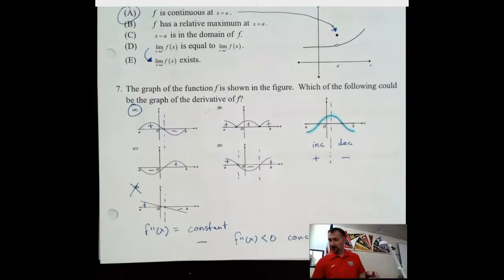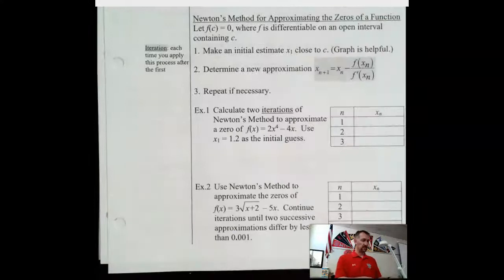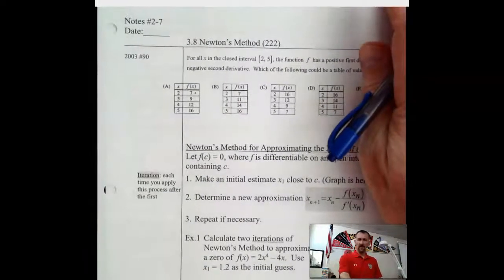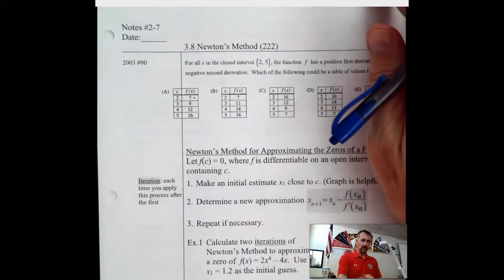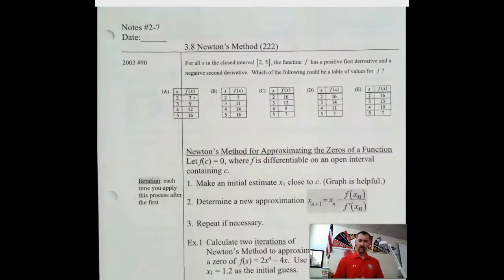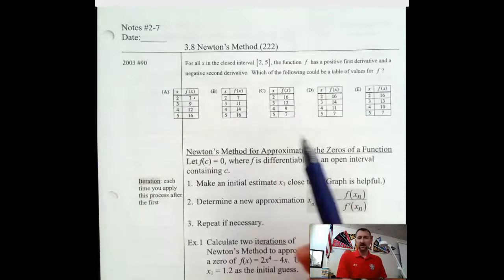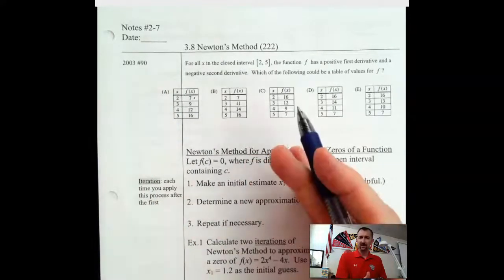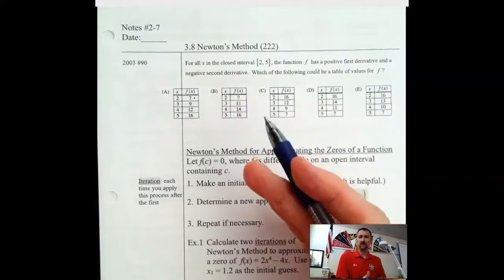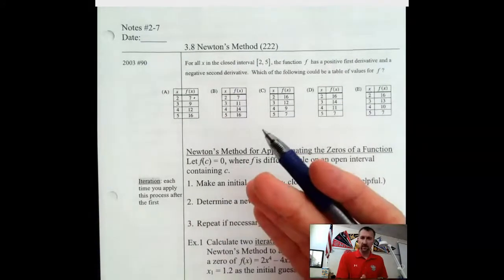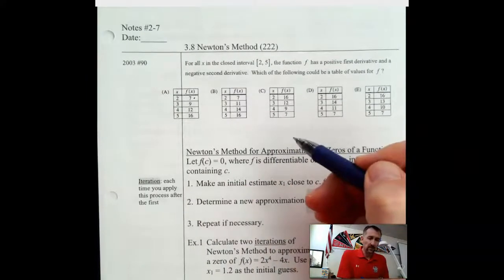Okay? Now, even though we skipped 3.8, there was a good question to warm up in there. So I'll have you go back and look at that. That's on page 73. If we go back to page 73 and start reading, this was on the 2003 exam, number 90. So it was on the calculator section, but it's not a calculator question. You'll see that as we practice, there are questions on the calculator portion that have nothing to do with the calculator.